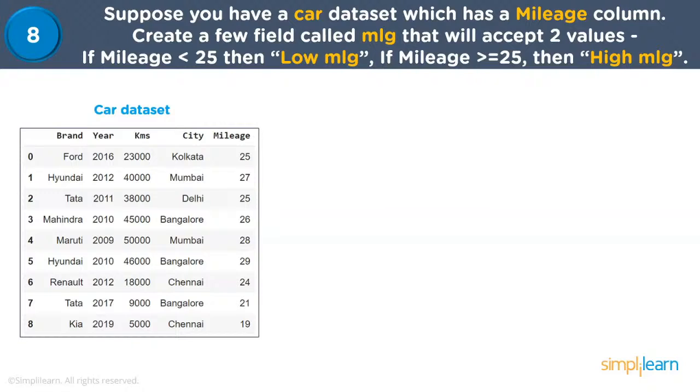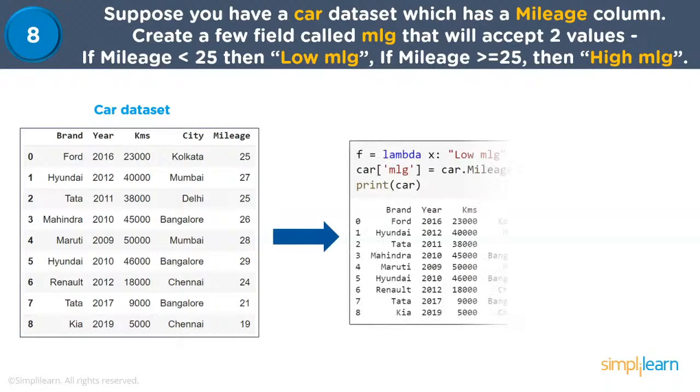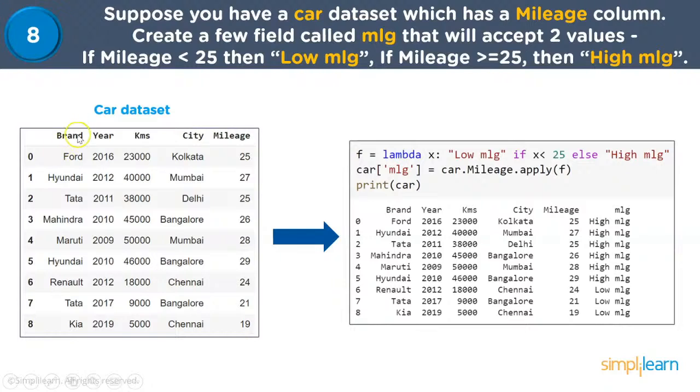Now while analyzing data, data scientists often need to create extra columns in the data frame to add more values that will help you make your data analysis more efficient. So this question is related to one such instance or one such idea. So here you can see my data set. It has the brand name, year, kilometers, city, and the mileage column.